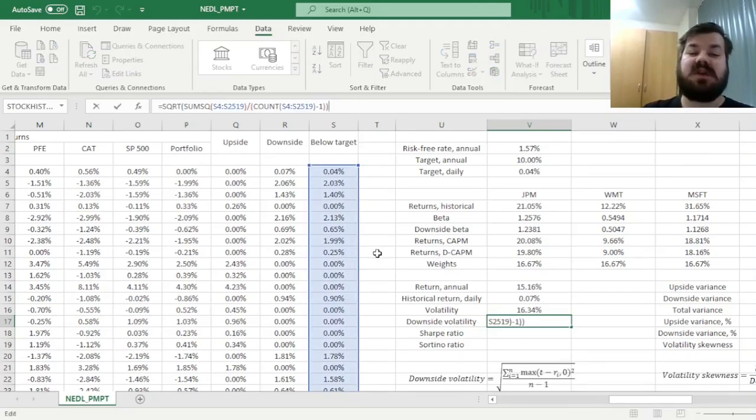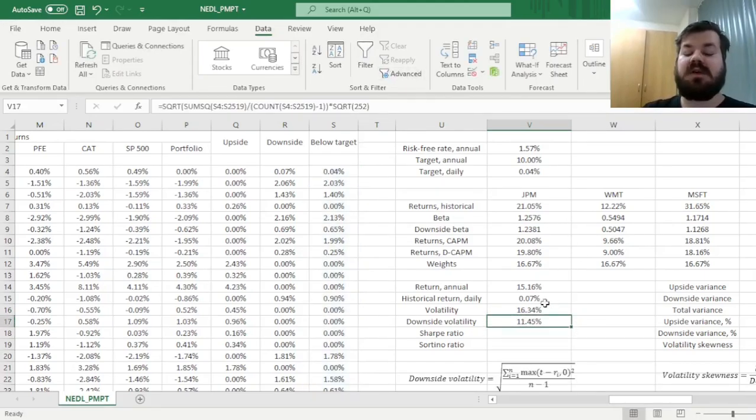However, if we need to annualize it to make it comparable to our other volatility figures and our return figures, we can multiply by the square root of 252, annualizing it in the same manner. And we have got 11.45% downside volatility, meaning that 2/3 of the volatility of this portfolio comes from the downside, which is very typical.